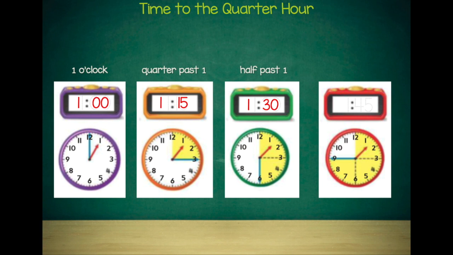In this final example, notice that 3 quarters have passed. At 3 quarters, the minute hand is at 9. The hour hand is still between 1 and 2. We read this time as 1:45. To describe it using words, we say that it is a quarter till 2 to indicate that there are 15 minutes left until 2 o'clock.